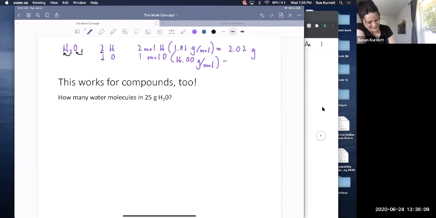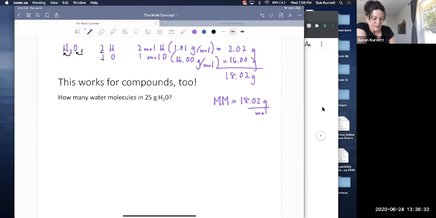It's all good. Okay, so now I have the mass of the pieces. Let me add those together. 18.02 grams is the mass of 1 mole of water. So I could say it this way: water's molar mass is 18.02 grams per mole. The units for molar mass are grams per mole.